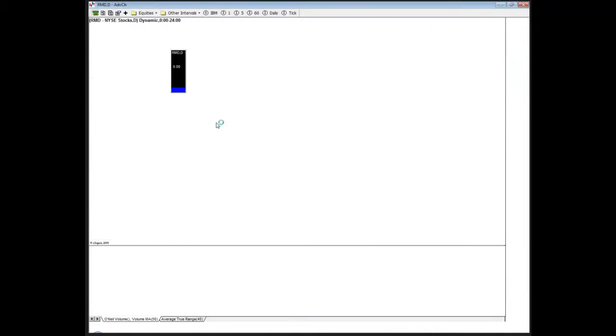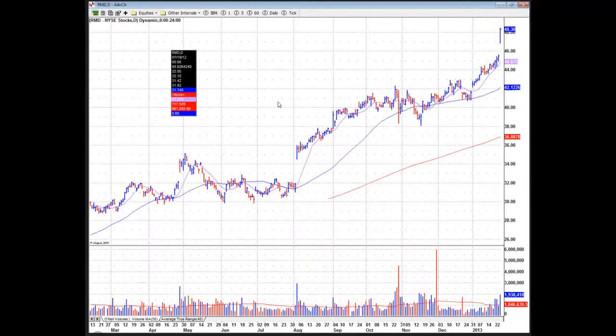RMD, ResMed has a Buyable Gap up. What's your take on this, Dr. K?